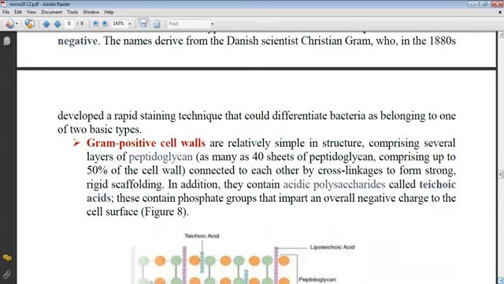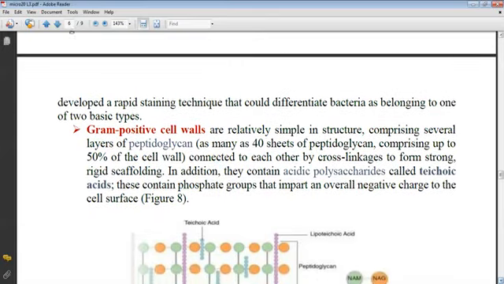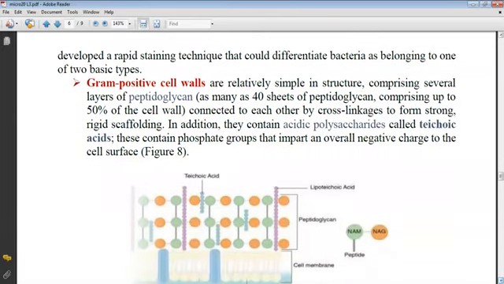structure, comprising several layers of peptidoglycan, as many as about 40 sheets of peptidoglycan comprising up to 30% of the cell wall, connected to each other by cross-linkage to form strong rigid scaffolding. In addition, they contain acidic polysaccharides called teichoic acids. These contain phosphate groups that impart an overall negative charge to the cell wall.